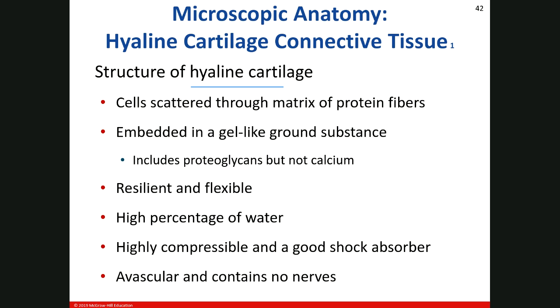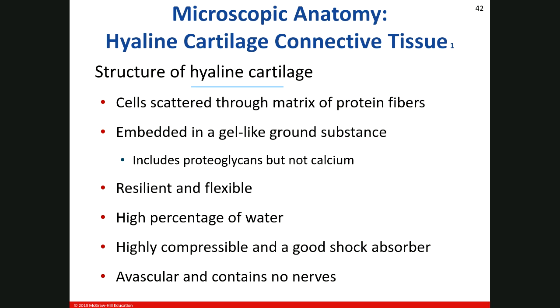We're going to have cells. In this case, we're talking about cartilage, so they're going to be chondrocytes. Those are the mature cartilage cells. But we also have chondroblasts. That's the cell that makes the cartilage; it makes the cartilage matrix. We don't have chondroclasts, so you don't even have to worry about that.